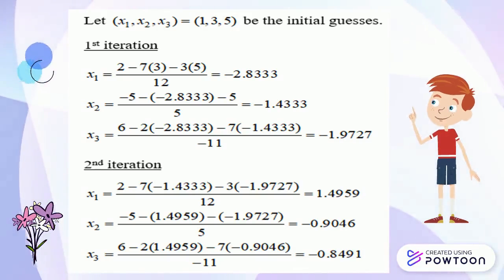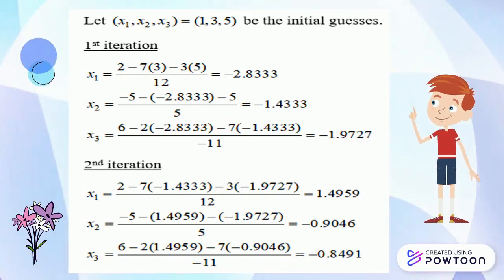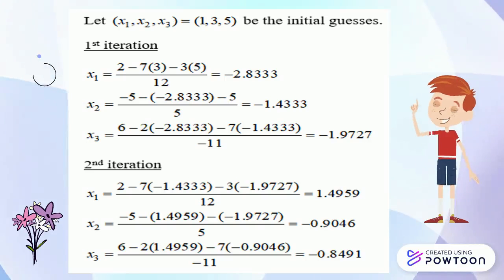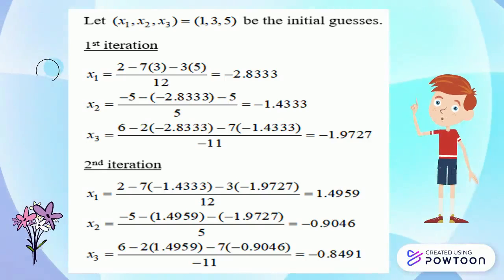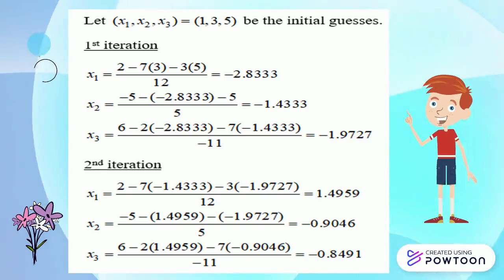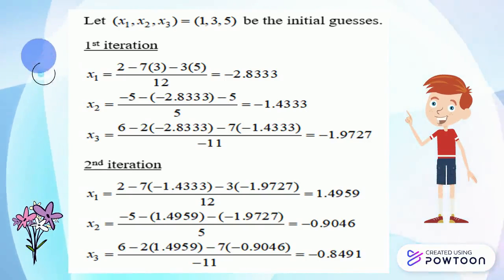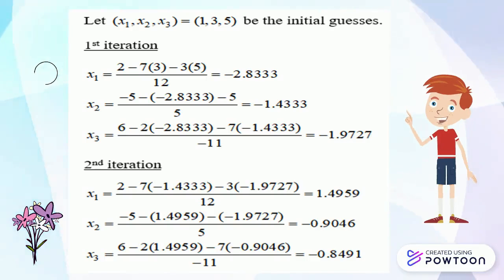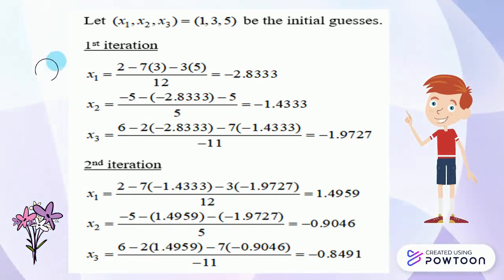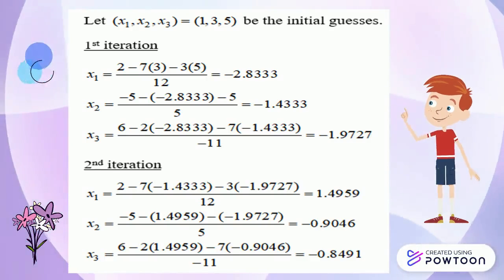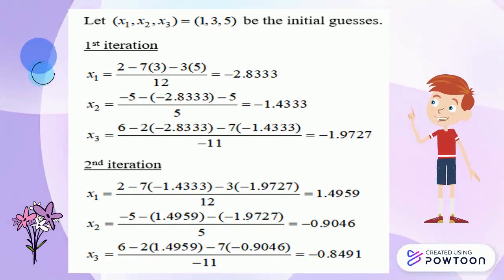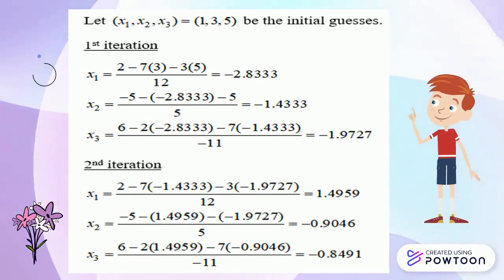We first solve for x1 in the first equation and find that x1 equals negative 2.8333. We then solve for x2 in the second equation using the new value of x1 and the old value of x3. Finally, we solve for x3 in the third equation using the new values of x1 and x2. Then, we will obtain the values of the first iteration of the Gauss-Seidel method.